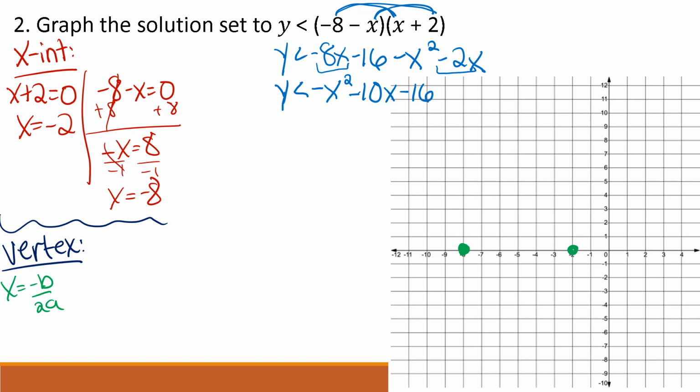All right, so now we can see our b, now we can see our a. What's b in this case? -10. So if it's -b, it'll be +10. And then it's 2 times a. So 2 times, what's a? -1. So it's 10 over -2. So -5. So our x value for our vertex is -5.